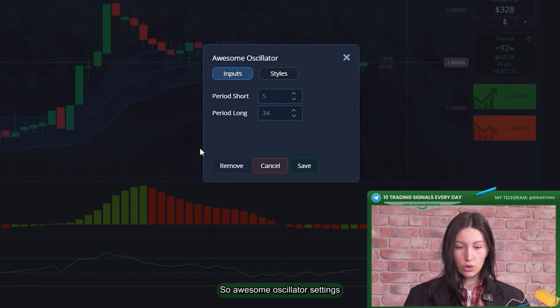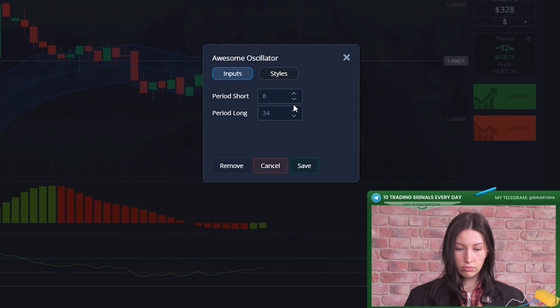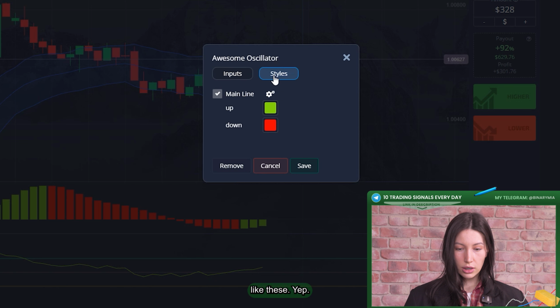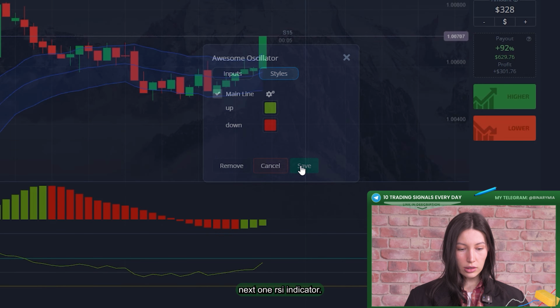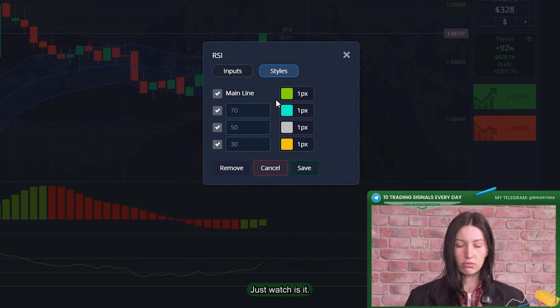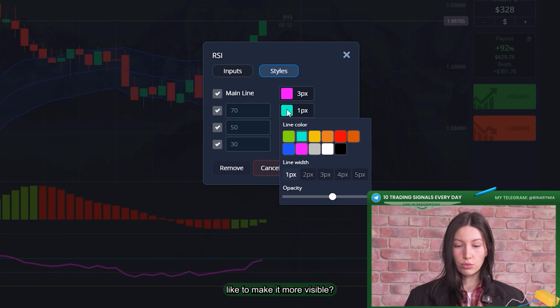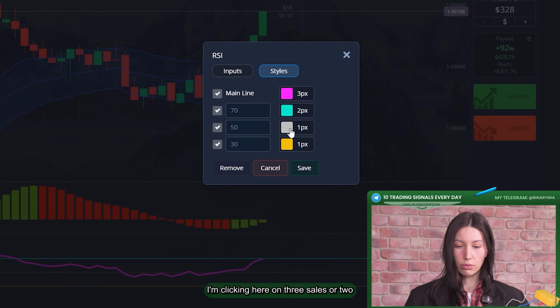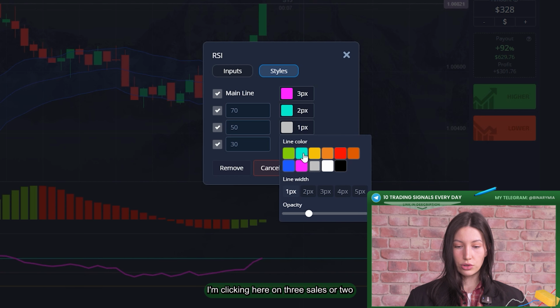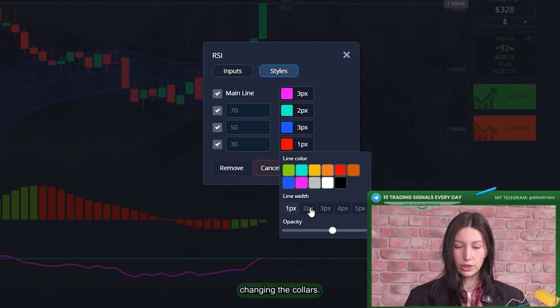and a lot of times it helped me to make money here on Pocket Option and even on other trading platforms. So the awesome oscillator settings will be like this. Yep, don't forget to save. Next one, RSI indicator, the period is fine. Let's just edit some styles here to make it more visible. I'm clicking here on 3 pixels or 2, also changing the colors.